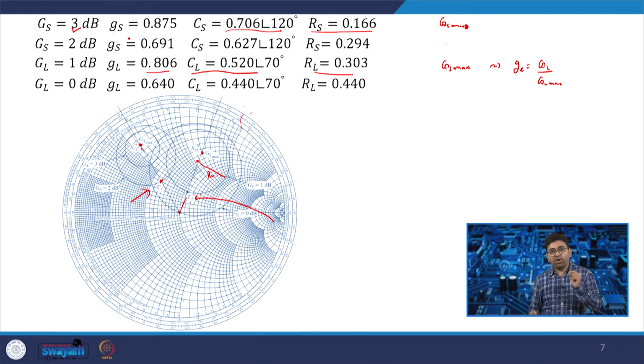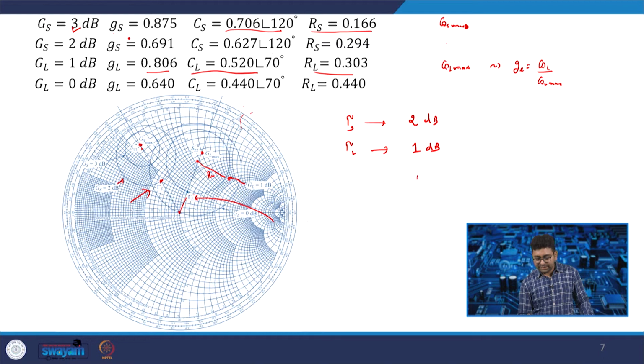So, that should lie on the circle of the Smith chart. So, here are gamma S and gamma L. This gamma S will provide a gain of 2 dB, and this gamma L will provide a gain of 1 dB. So, this is 1 dB and this is 2 dB, so the total is 3. If you add G naught, which is 8 dB, the total gain you will get is 11 dB, that is your desired gain.